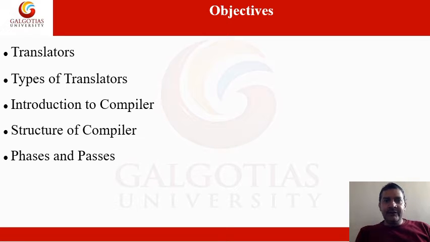Today we will discuss translators. Before going to what a compiler is, first of all, we will discuss these agendas in today's lecture. First of all, we will discuss translators, then types of translators, introduction to compiler, structure of compiler, and phases and passes. These are the agenda for today's lecture.